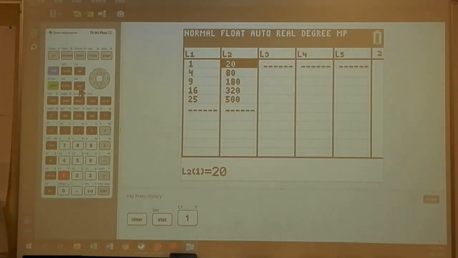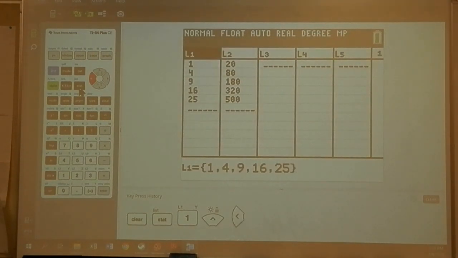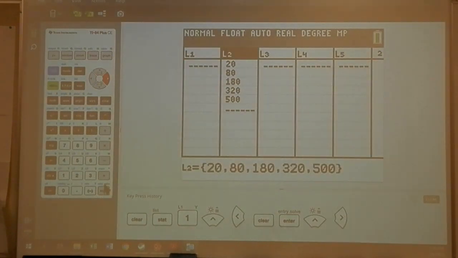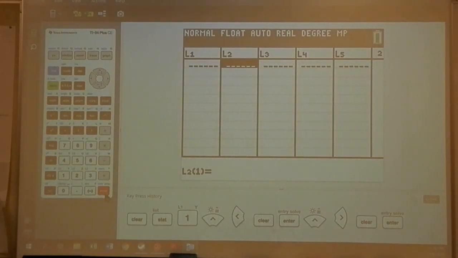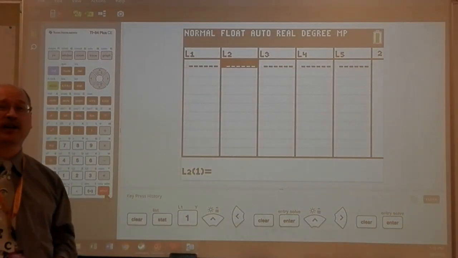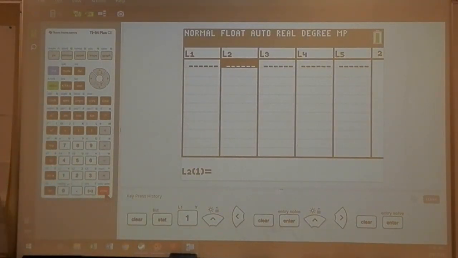Now, I was doing some stuff earlier on here, so there's actual numbers. If you ever get to that situation, use the arrows to go around to the top name, hit clear, and hit enter, and it'll clear that for you. So I'm going to go clear and enter. The other thing is, these columns must be L1 and L2 at the beginning. If it starts with like L5 or something, the best thing to do is just do a full reset on your calculator. It'll force the L1 and L2 back.